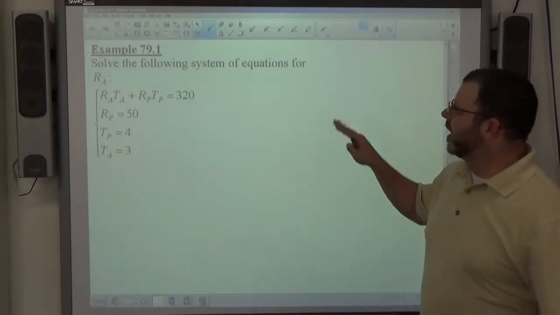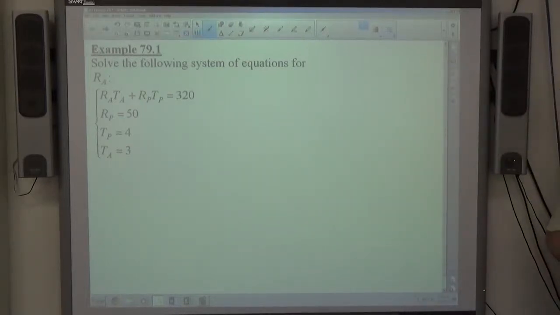All right, today we're going to solve system equations that look like this. The problems that are going to be coming up in the near future that look like this are called uniform motion problems.